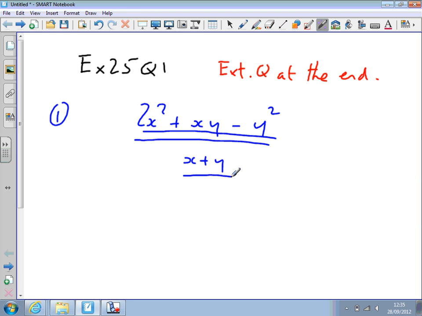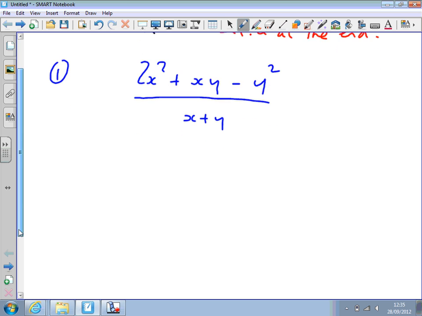And I do polynomial division if it's a top-heavy fraction. So I'm looking at the powers of x and the powers of y in the bottom. The powers of x and y in the top are higher than they are at the bottom, so therefore it's a top-heavy fraction, and I can do a polynomial division on it. So let's set it out to do it.